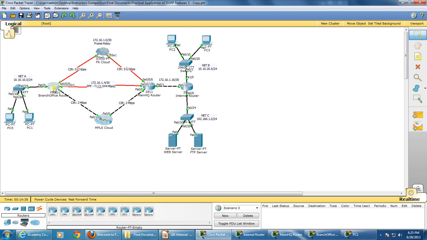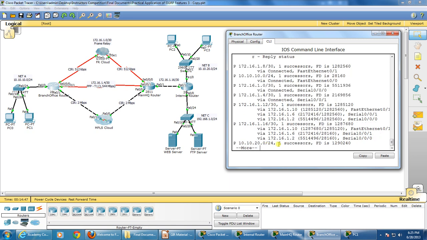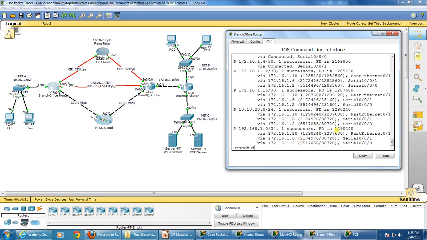And to do that, let's go back to our topology table, and you will notice that we have here a feasible distance of 1 million, but the two other paths have a metric of 2 million, and the other is 5 million.